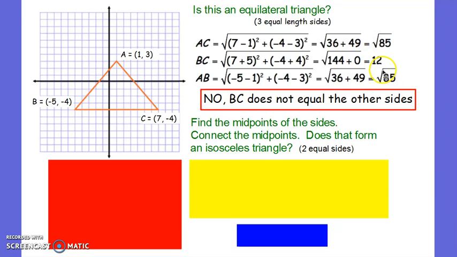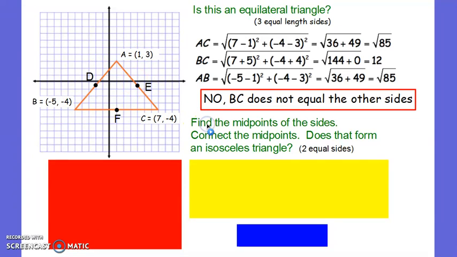This is actually an isosceles triangle, a triangle with 2 equal sides, just not an equilateral triangle, a triangle with all 3 equal sides. So no, it's not going to be an equilateral triangle. BC is not equal to the others. Now, we could find the midpoints of the sides, though, and let's find out if this is an isosceles triangle. We just figured out that AB and AC are equal length.